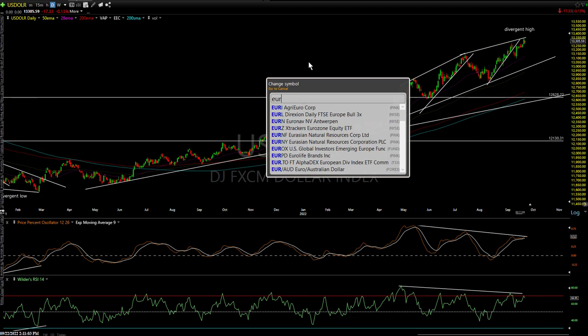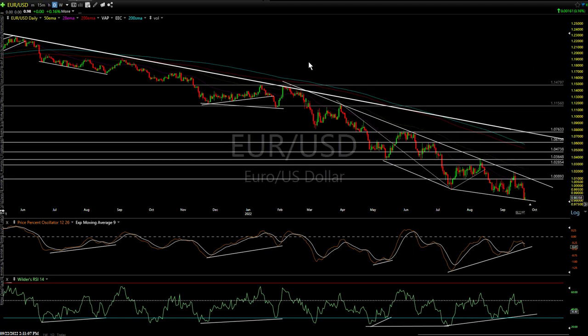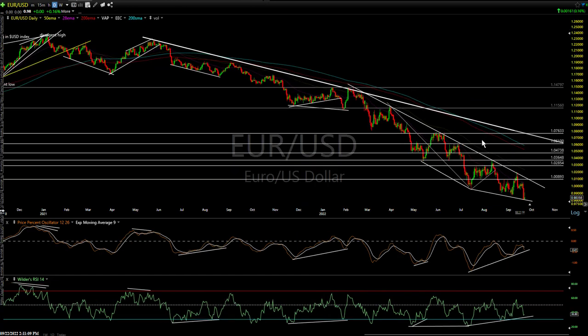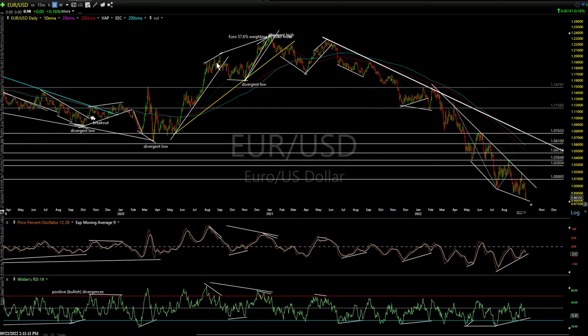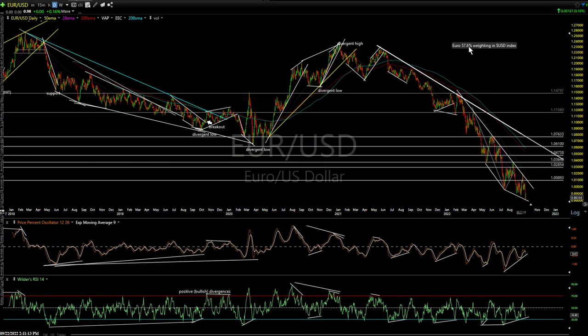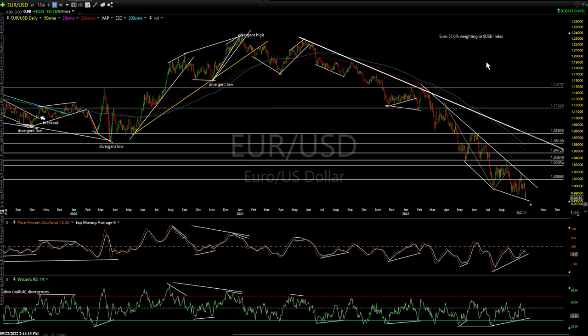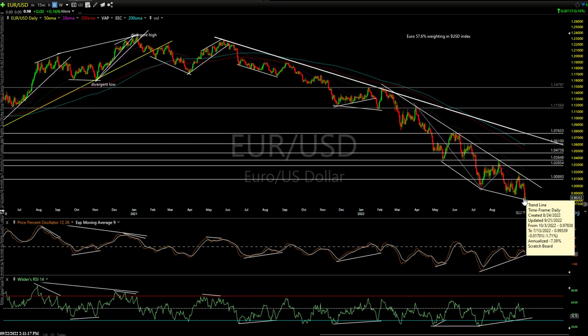Remember, as I said, the dollar index is simply the sum of all its components. The euro being the largest weighting by far, 57.6 percent in the dollar index. That's why I'm always covering the euro, because the dollar is basically an inverse chart of the euro. Same thing, sound like a broken record, but divergence continues to build and build.